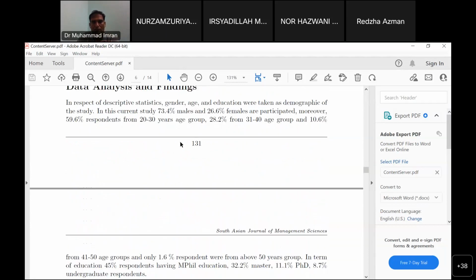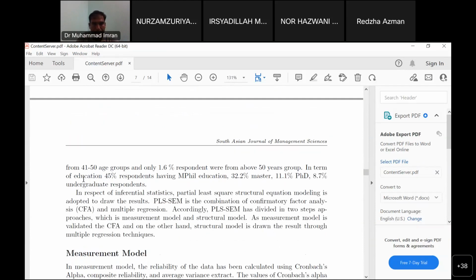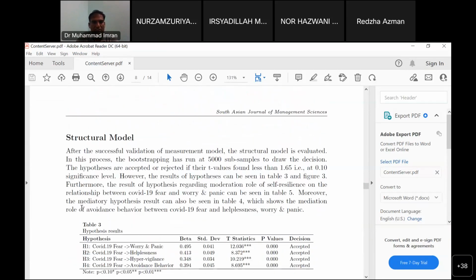Here are some demographic descriptive statistics: gender, age, education of the study. In this case, 75% male, 26 in age. I also describe the descriptive statistics. In our two-day lecture, I will also tell you how to discuss the demographics and how to conduct the descriptive statistics analysis. Then here is Smart PLS for the model tested hypothesis.